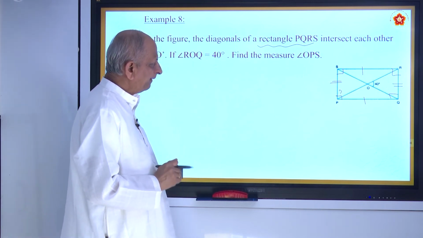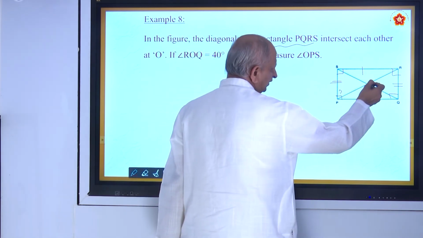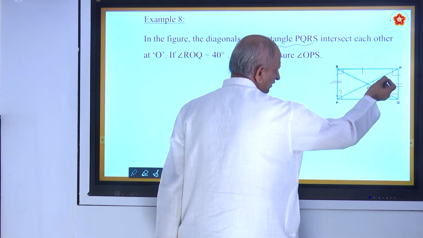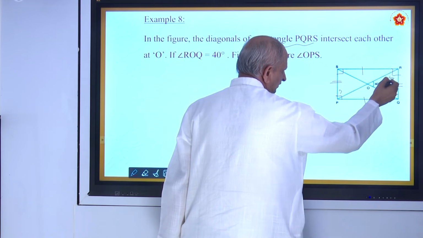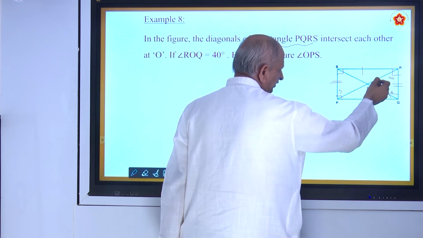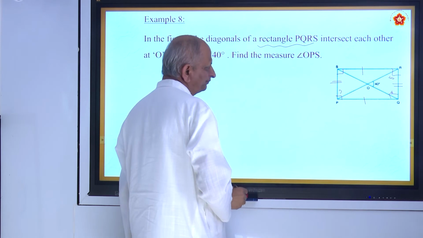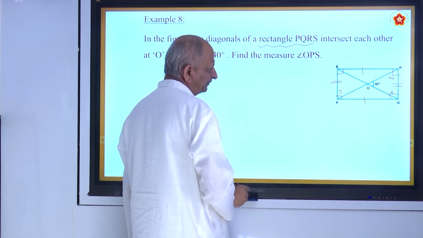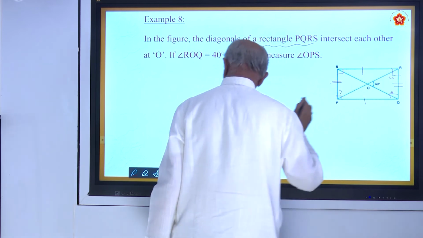Now we will come to the problem. Here, this is 40, means this angle also becomes 40. This also becomes 40. So here this is 40 means 180 minus 40, 140. So this will become 70 each.